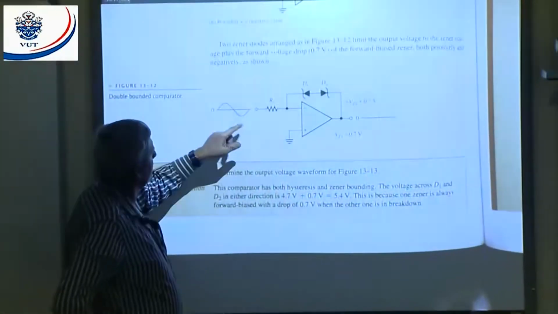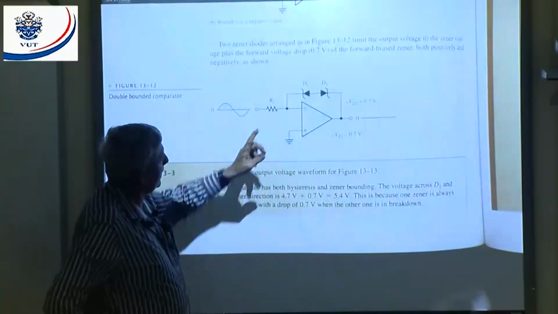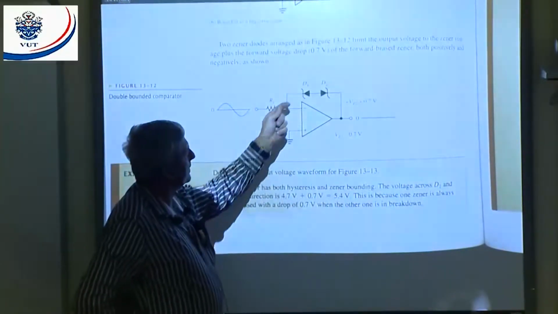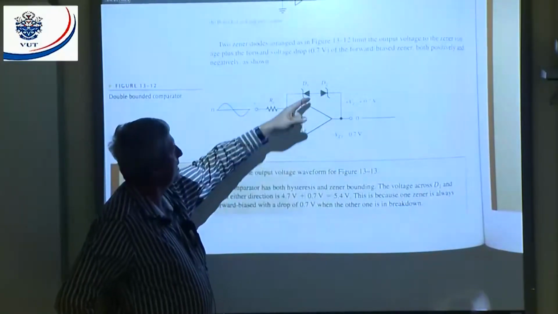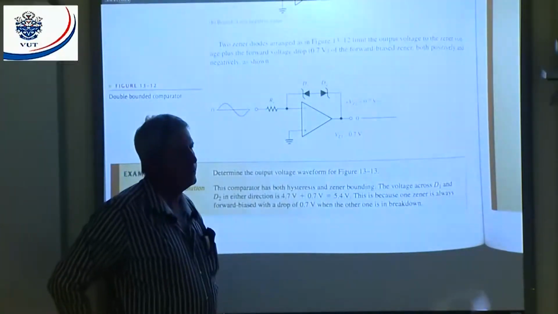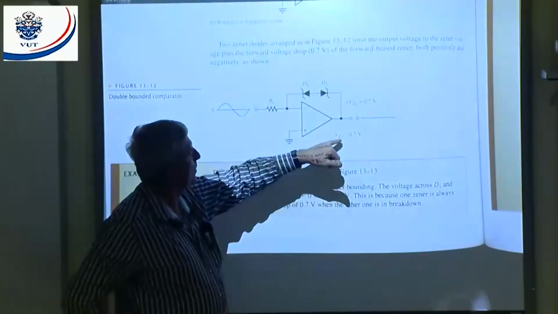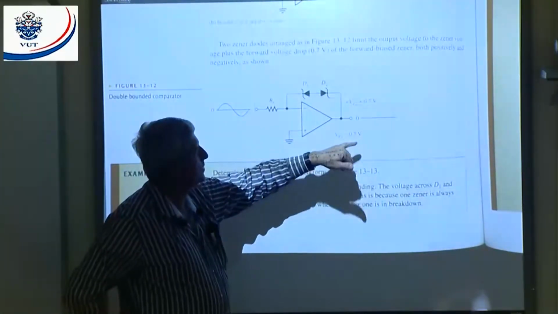Positive cycle, current flowing in that direction, that current must flow also in that direction. D1 is what? Reverse biased. D2 is forward biased. That's why they say minus Vz1 minus 0.7 volts. That will be my output.